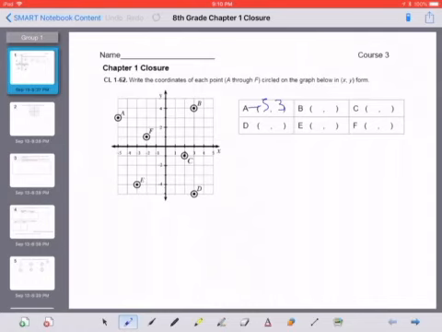B is at +3, +4. C is at +2, -1. D is at +3, -5. E is at -3, -4. And F is at -2, +1.